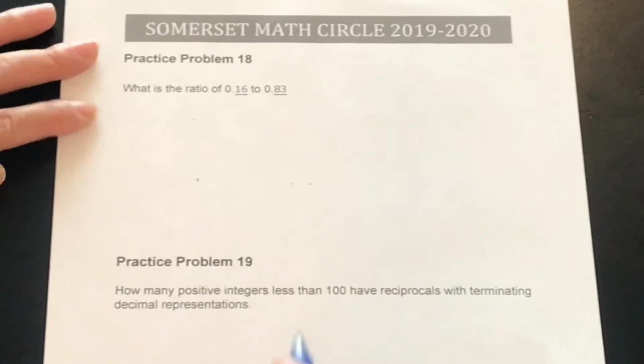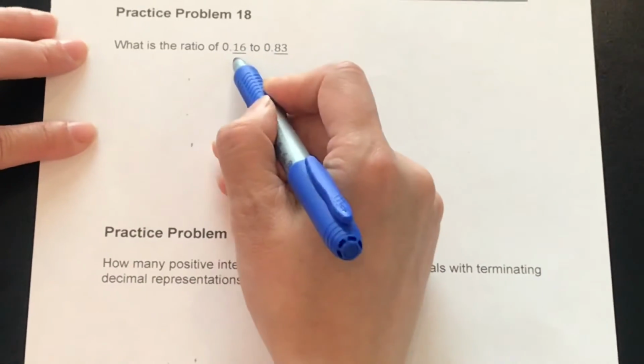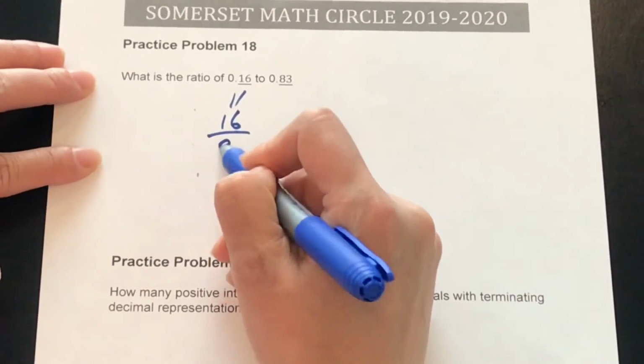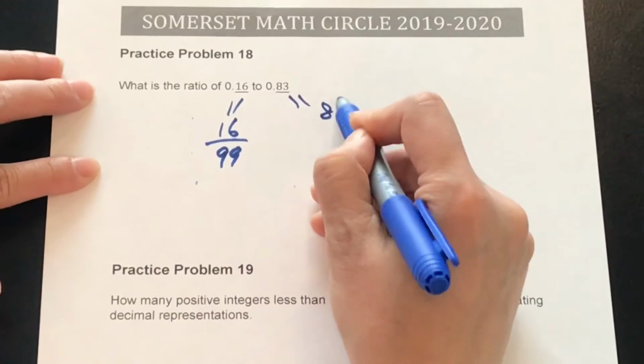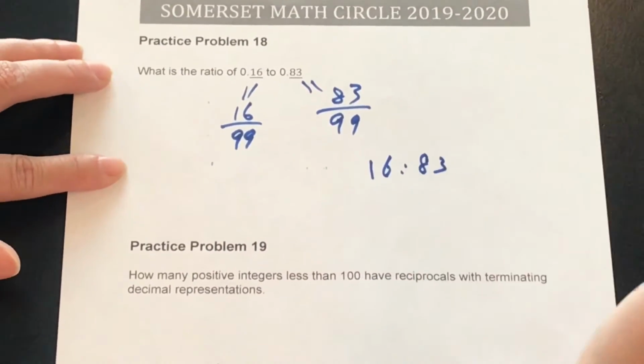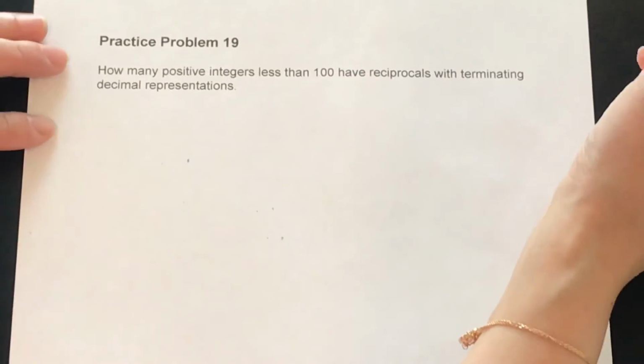Problem 18, find the ratio of this to that. So now we're used to this, right? 0.16 repeating, that's 16 over 99. This one is 83 over 99. The ratio of the two basically is just 16 over 83.